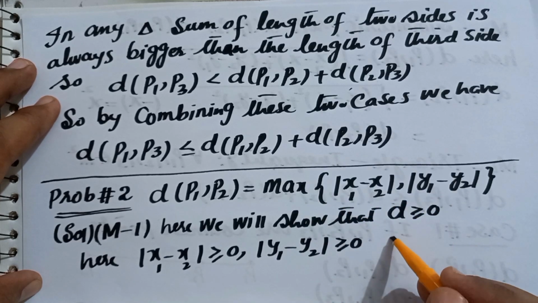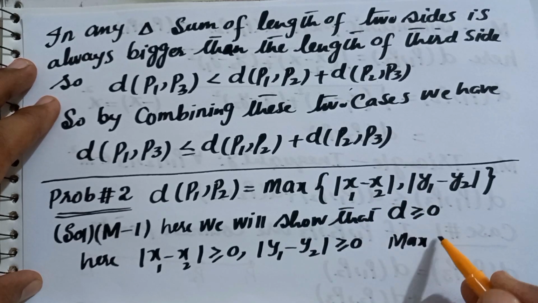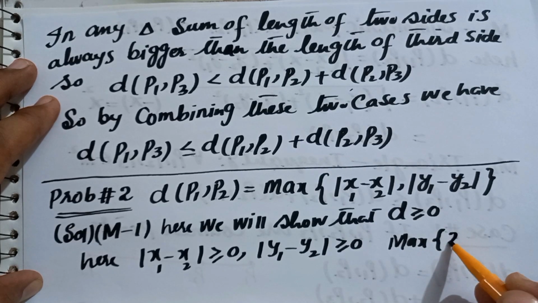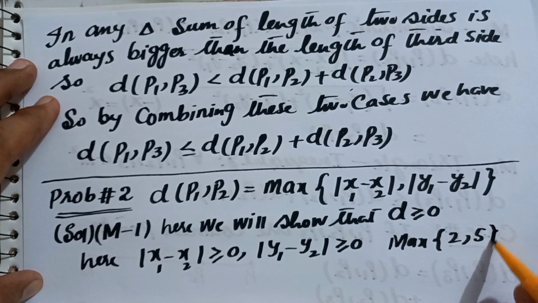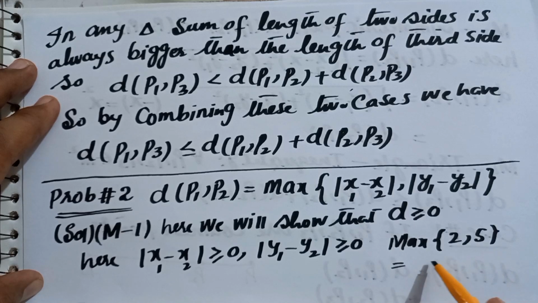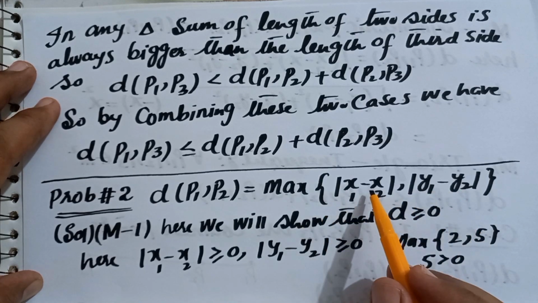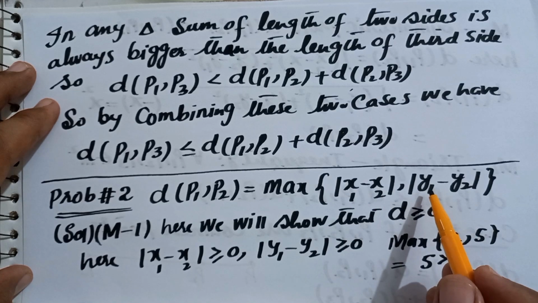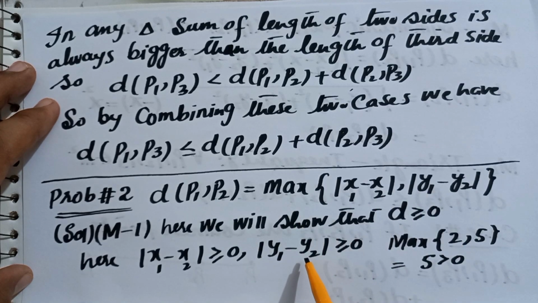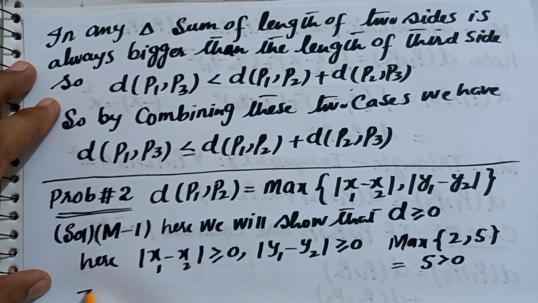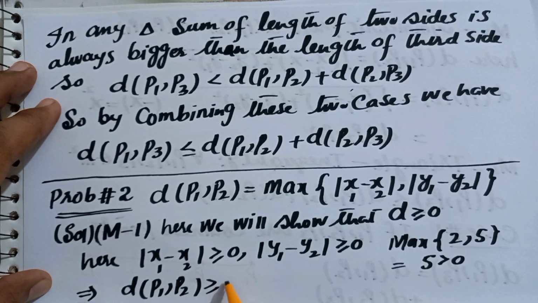For example, if we take the maximum of two non-negative numbers, where the first is 2 and the other is 5, the maximum of these two numbers is 5, and 5 is always greater than 0. So if the two numbers inside the maximum are non-negative, then their maximum is also non-negative. This implies d(p1, p2) is greater than or equal to 0.